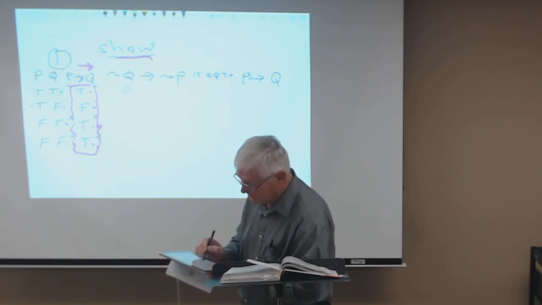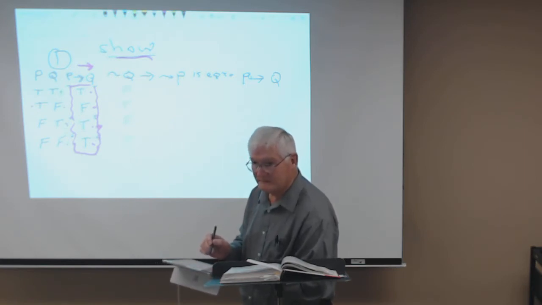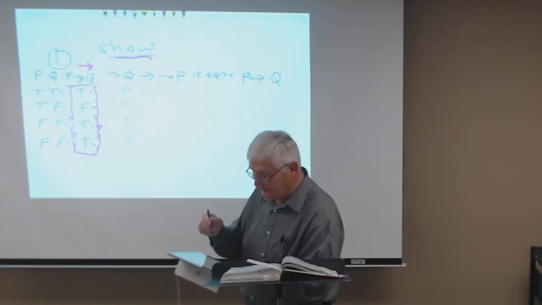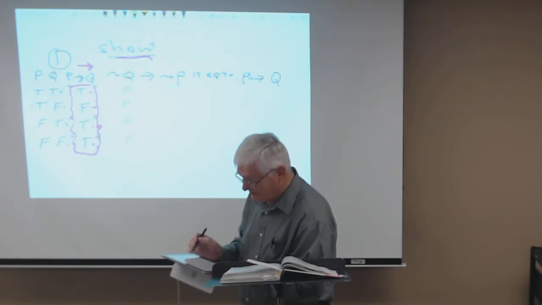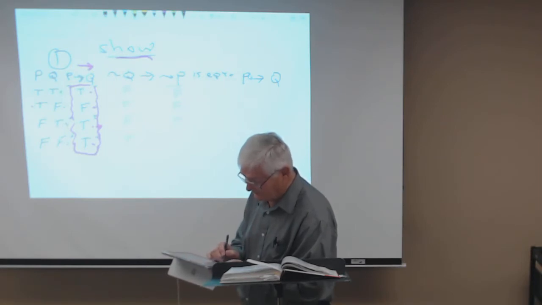If Q is false, what's not Q? True. Agreed? If Q is true, what's not Q? False. If Q is false, what's not Q? Does everybody follow that? That should be in your notes. To negate something just says if it's true, false; if it's false, true. So what's not P? If P is true, what's not P? False. If P is false, what's not P? True.